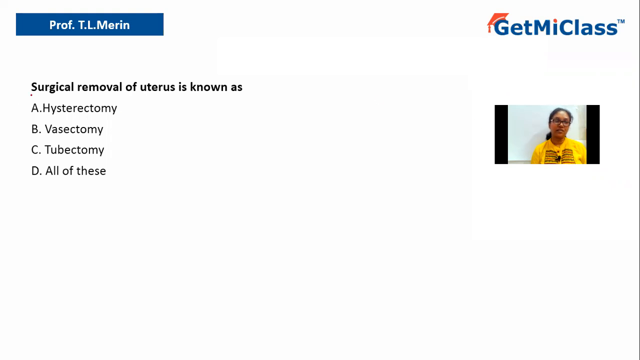Today we're going to solve this question, which is: surgical removal of uterus is known as dash. Option A, hysterectomy. Option B, vasectomy. Option C, tubectomy. Option D, all of this. So let us understand the question. It says surgical removal of uterus. Okay, what is that called as?